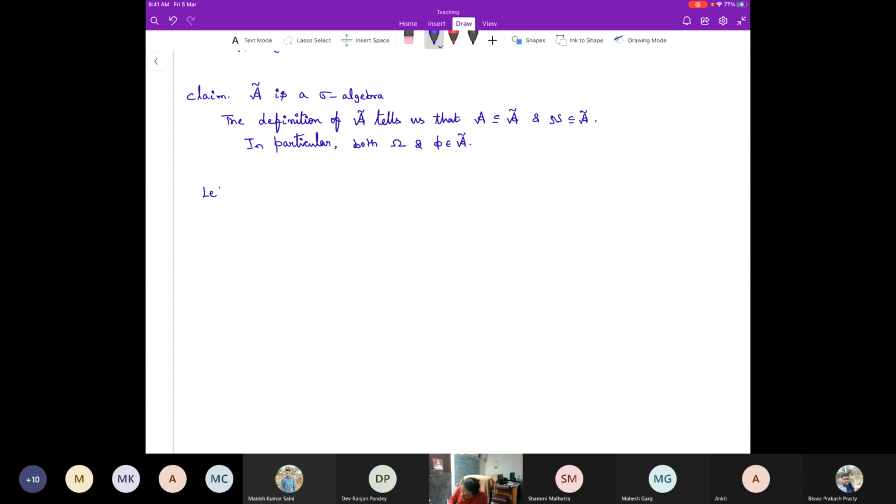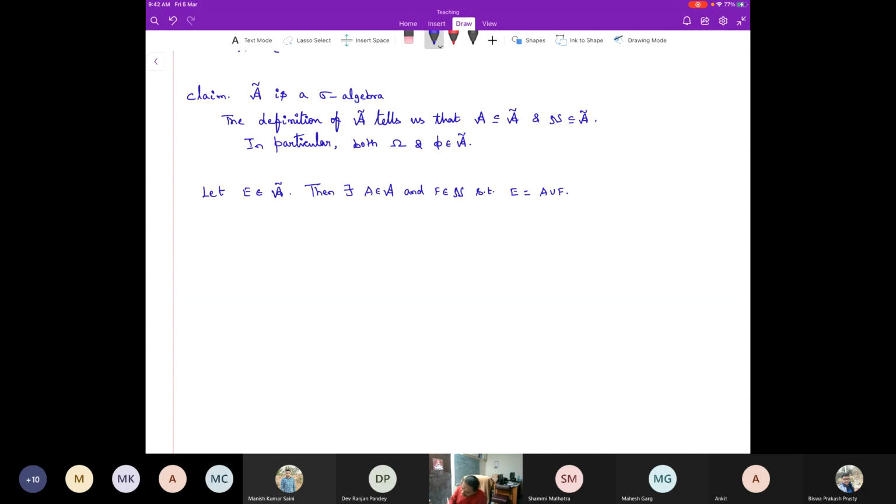So let E belong to A tilde. We will have to claim that E complement belongs to A tilde. Once you know that E belongs to A tilde, there exists A in the sigma algebra and F in N such that E can be written as A union F. That is by the definition.